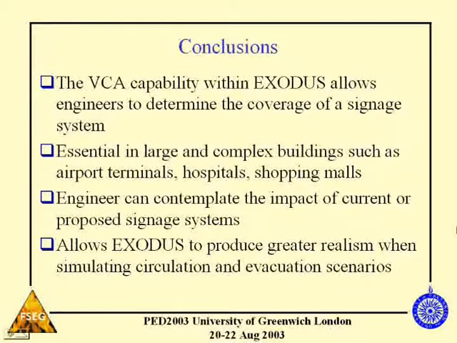The engineer can contemplate the impact of current or proposed signage systems. So you can do an experiment, change the signage system and see what impact that might have. And it allows Exodus to produce greater realism when simulating circulation and evacuation cases. Just some of the further work we're doing.